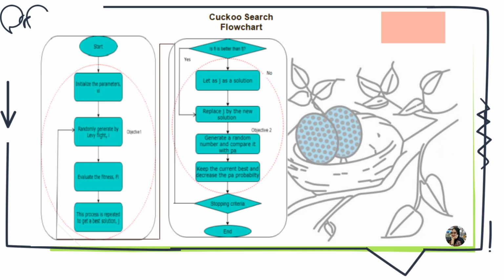Then we need to evaluate the fitness by the current best solution minus the previous best solution. This process is repeated because we want to get the best solution. If the fitness is better, we replace it with the new solution. If not, we generate a random number and compare it with the abandonment fraction. Next, keep the current best, decrease the abandonment fraction probability, and check the stopping criteria.